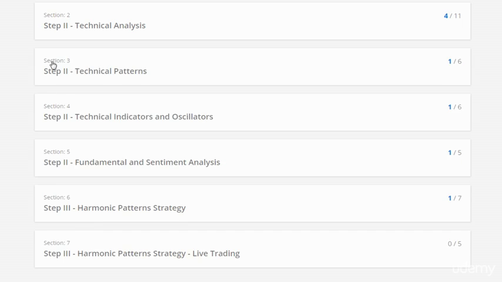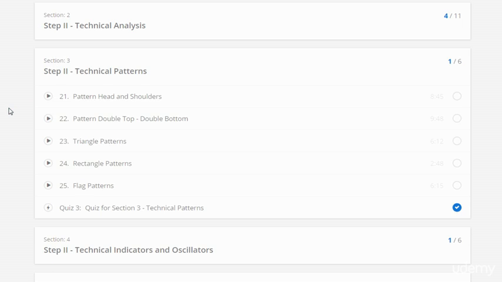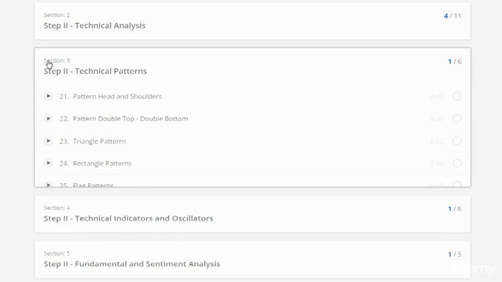In section 3, we talk about the most common patterns of technical analysis, such as head and shoulders, double top, double bottom, triangles, rectangles, and flags. In addition to the explanation of patterns and the correct way of marking, we also show the levels for entering the position with defined stop loss and take profit orders.